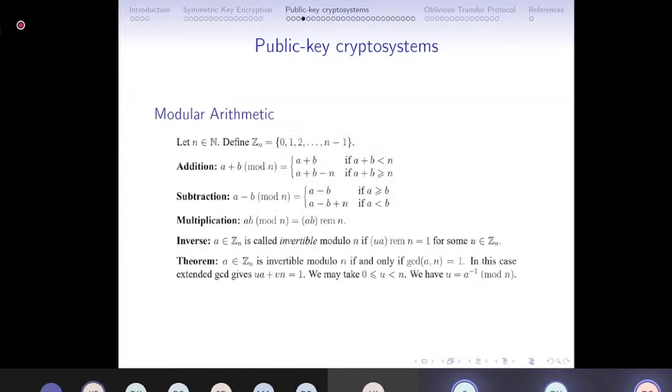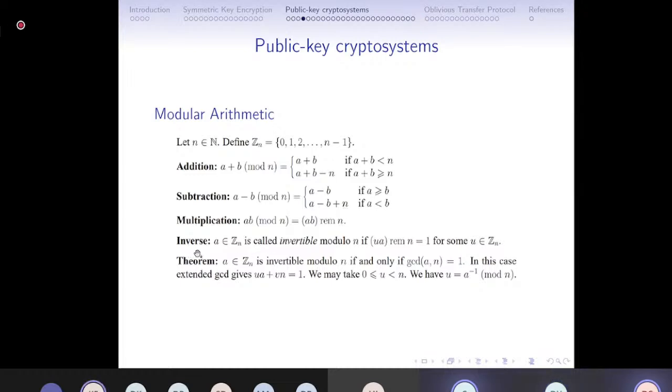The next one is modular arithmetic, which is primarily used in a public key cryptosystem. So what is addition modulo n? Suppose that you want to find a plus b modulo n. If a plus b is less than n, then we write the result a plus b as it is. If it is greater than or equal to n, then we simply subtract the value n until the result is less than n. Similarly, for subtraction, a minus b is written as it is if a is greater than b. If a is less than b, then we write it as a minus b plus n.